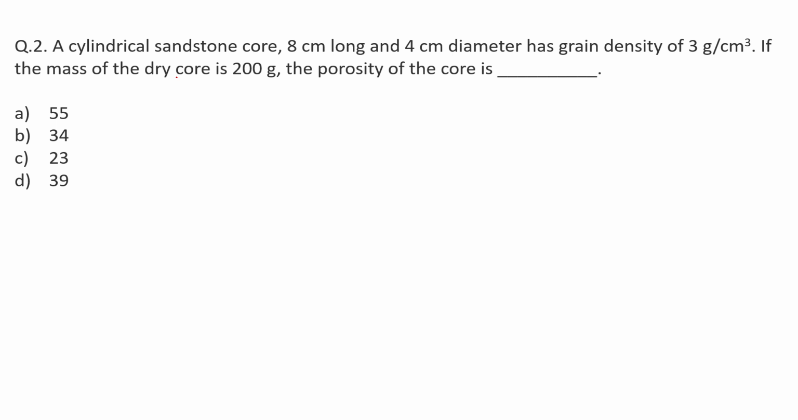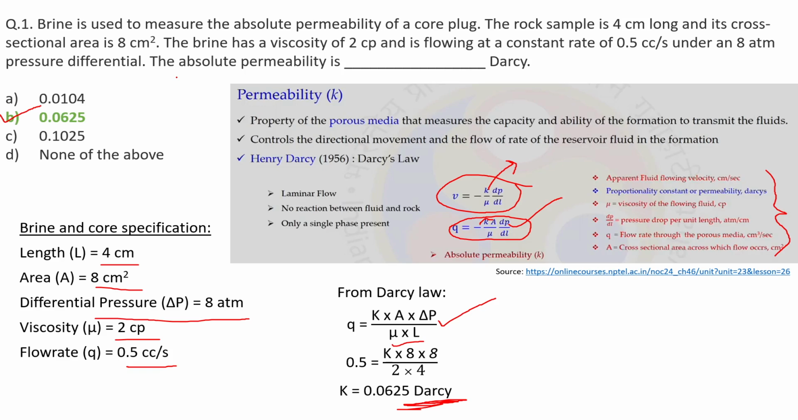Okay, so how to find that it is a laminar flow? You have mentioned that here one thing is a laminar flow, second thing is a single phase present. Then we have to go by this formula, correct? Yeah, so these are the assumptions of this Darcy law that it has to be laminar flow.